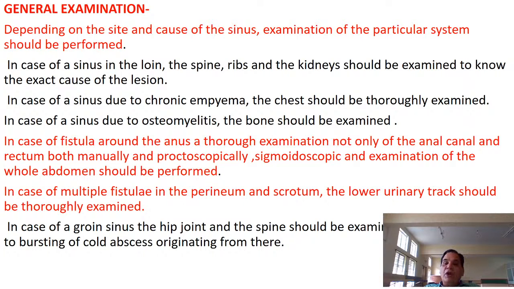In general, whatever the site of the sinus, you have to examine the particular system. How? Whenever the fistula is related to the anus, you have to examine the anal canal, with PR examination, proctoscopy and, if required, sigmoidoscopy. Also examine the whole abdomen by palpation. With multiple fistulae in the perineum and scrotum, always look for the lower urinary tract. And if the sinus is over the hip joint, you must examine the hip as well as the spine. So we want to find out the origin of that. That is general examination.